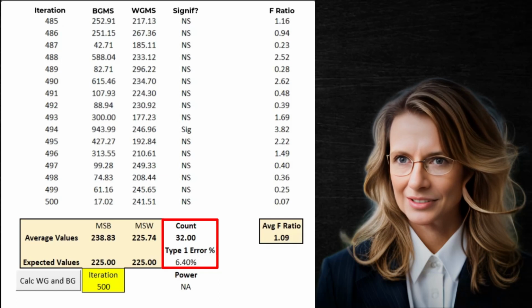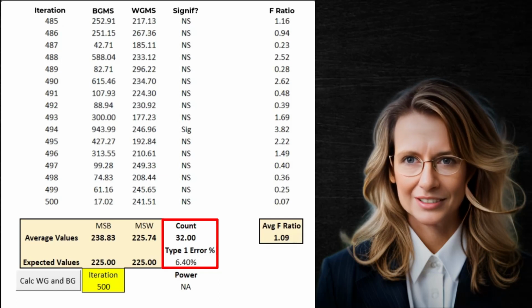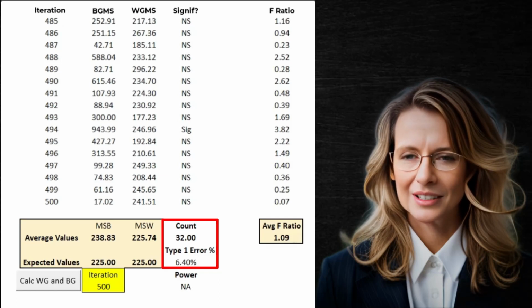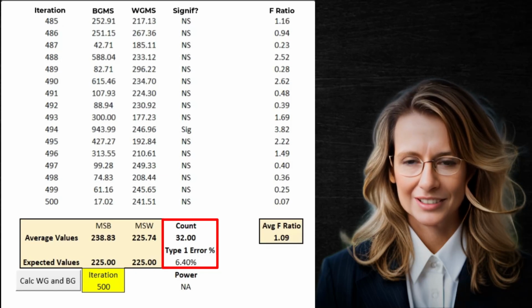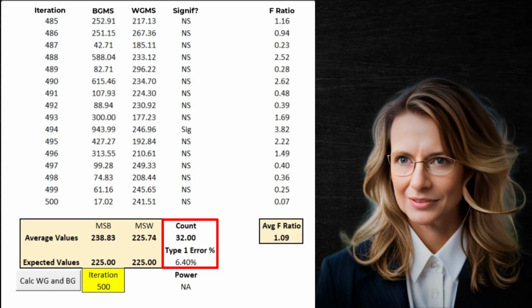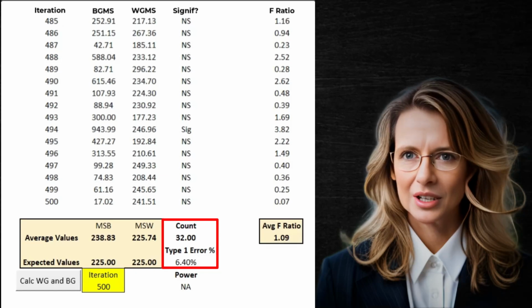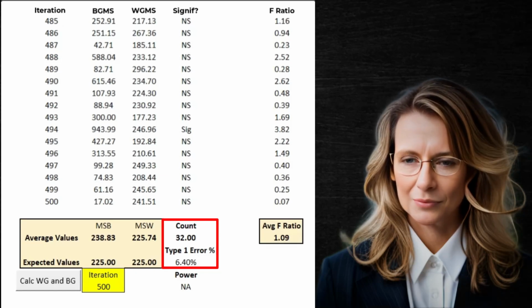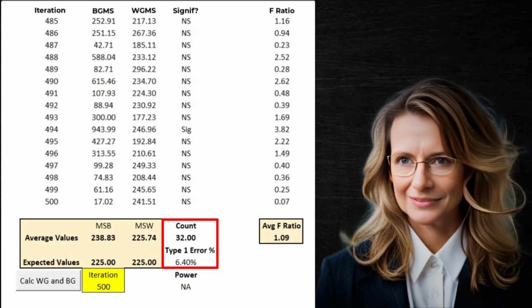Given an alpha level of 0.05, the expected type 1 error rate is 5%, or 25 errors out of 500. As you can see, the observed rate is very close to the expected rate. If we had run an infinite number of iterations, we would have found that the type 1 error rate would have been exactly 5%. This concludes our video demonstrating analysis of variance using simulations.